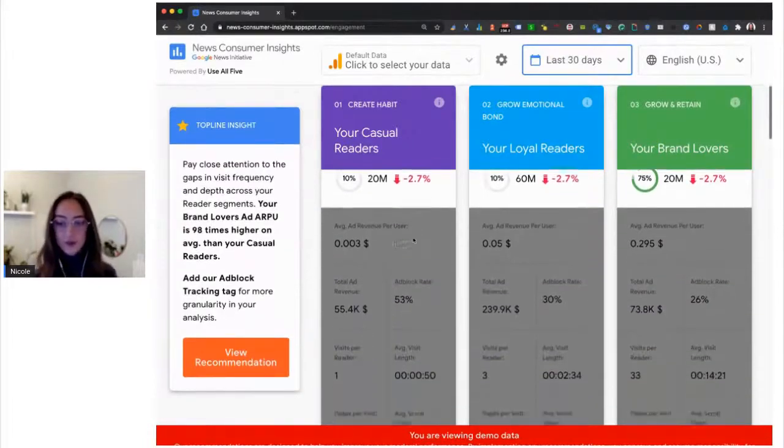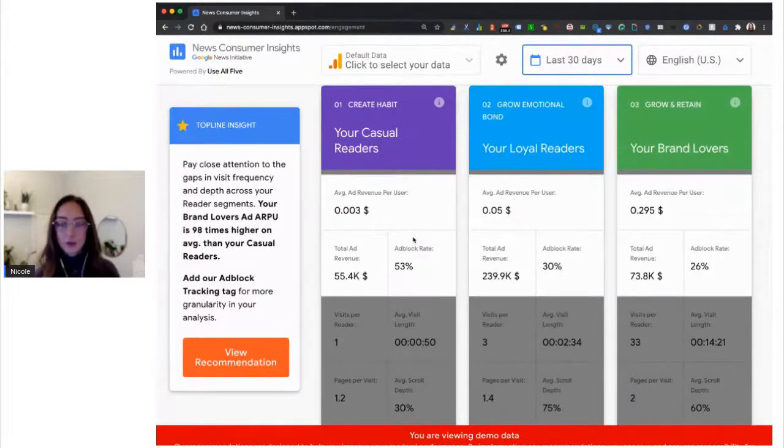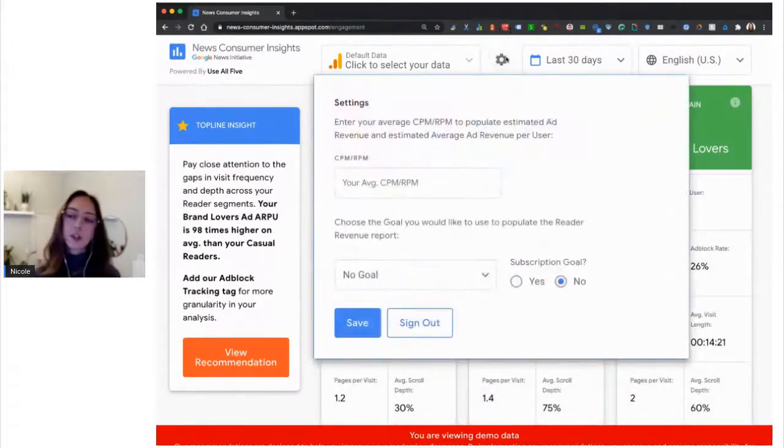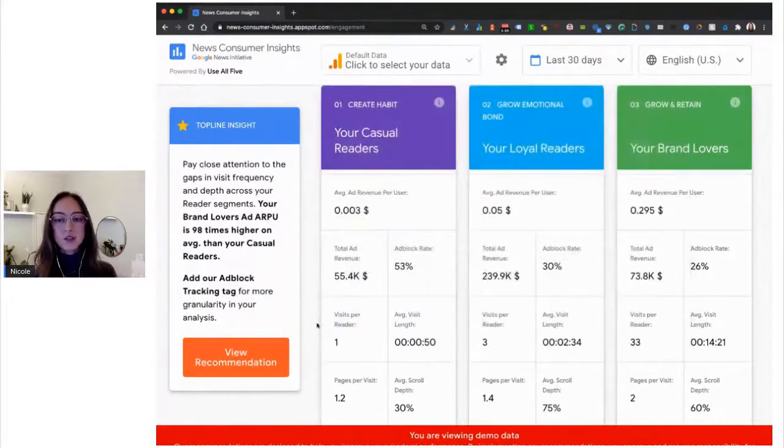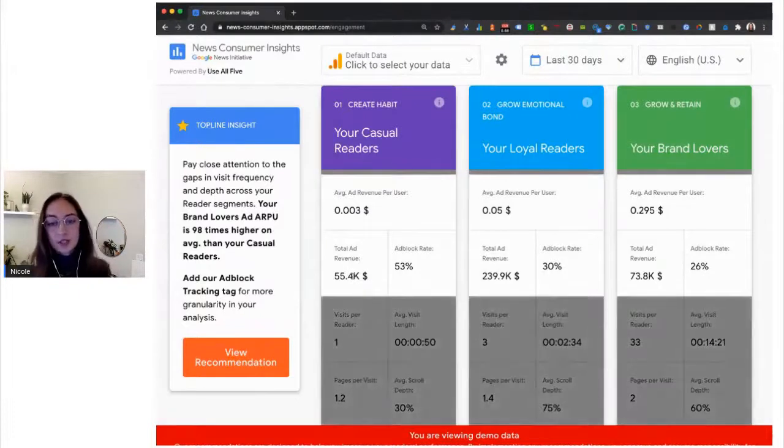Continuing down through this funnel, we'll now look at our average ad revenue per user. And so this is something that Val talked a little bit about before, but essentially if you are connected through your Google Analytics 360, your average revenue per user can be calculated here in the funnel. If you don't have this ability, we'll actually be able to come up here to the settings and you'll be able to input your average CPM. And then once you're able to add in whatever you'd like, then you'll be able to save that. And then it'll continue to populate how much you're making per user across your funnel segments. And so here, it'll let you know the total ad revenue that is coming from each of those segments, as well as looking at the ad block rate percentage.